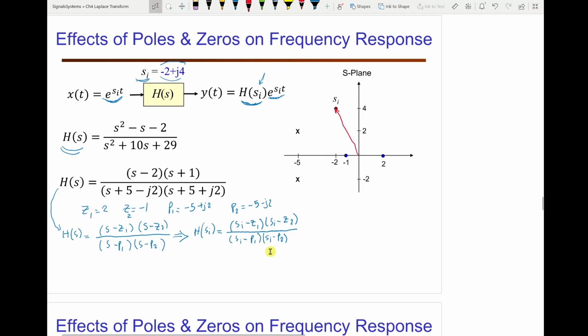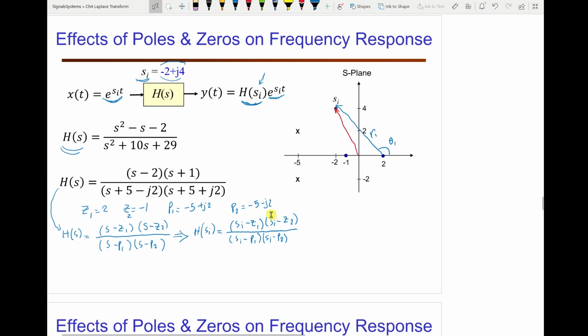Now, if I plot the vector z1, z1 is 2. So that would be this one. Now, the vector s_i minus z1 will give me a vector that originates at z1 all the way to s_i. So that will be this vector. And let's label it with the amplitude R1 and the angle here theta 1. So this quantity will result in this vector. So let's delete this one. We don't need it anymore.